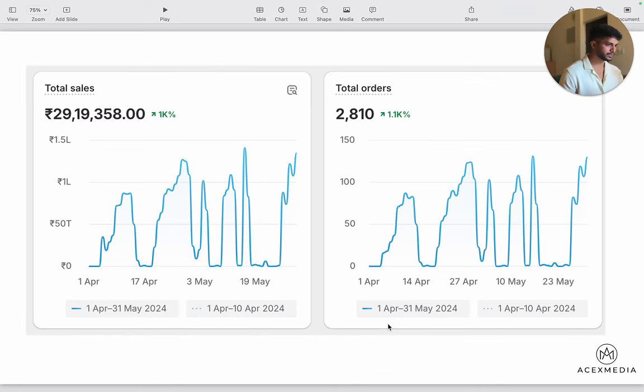And for another client here, we did close to 29 lakh rupees and 2,800 in orders. And this client started working with us in the month of April, and we scaled him up from scratch. So this 30 lakh revenue you see was done completely from scratch.